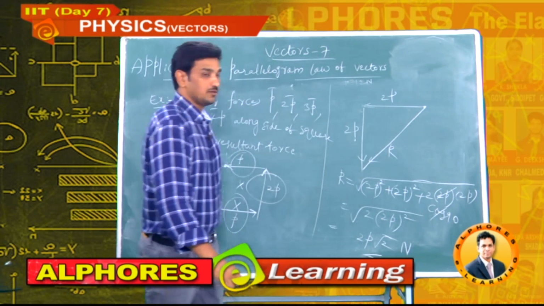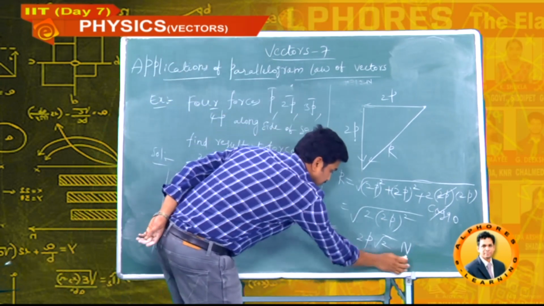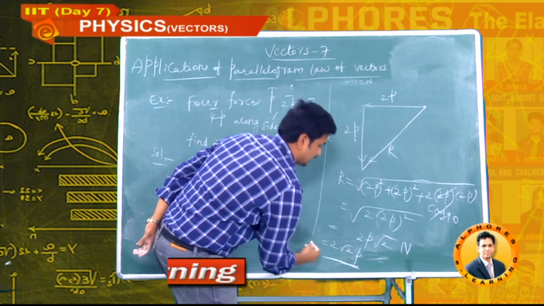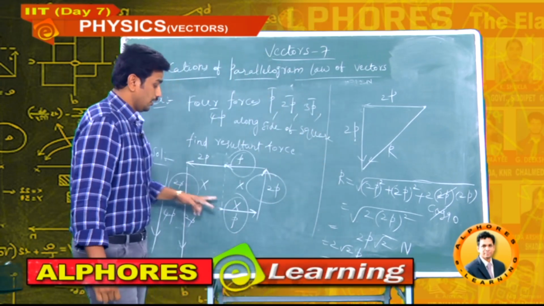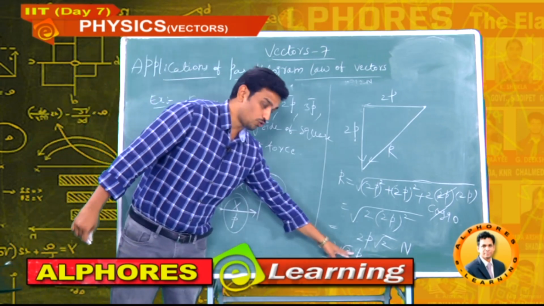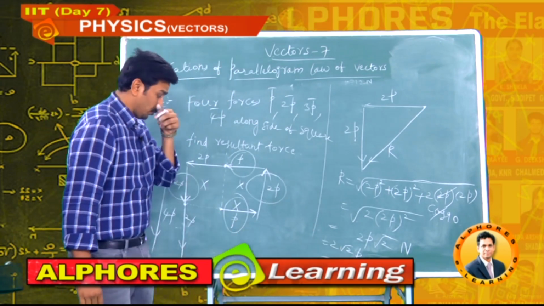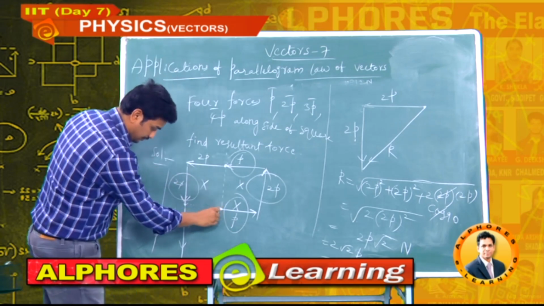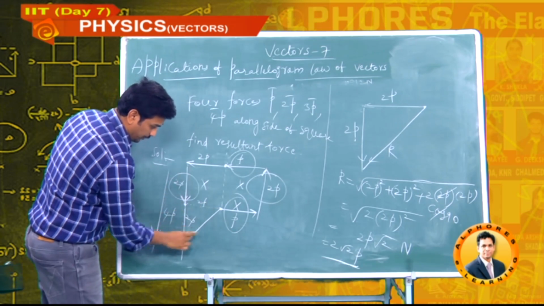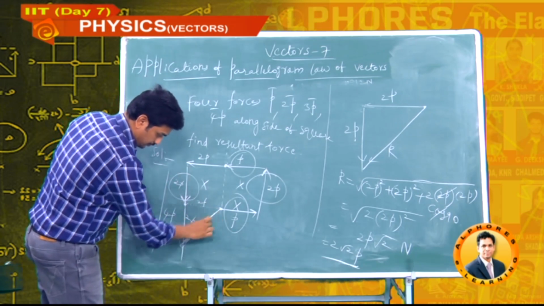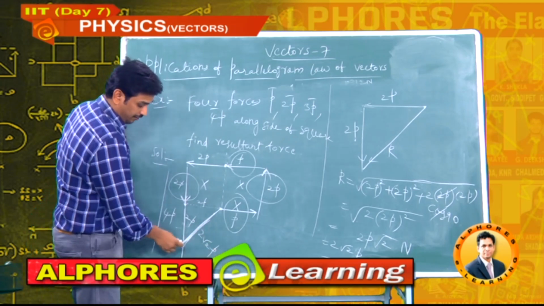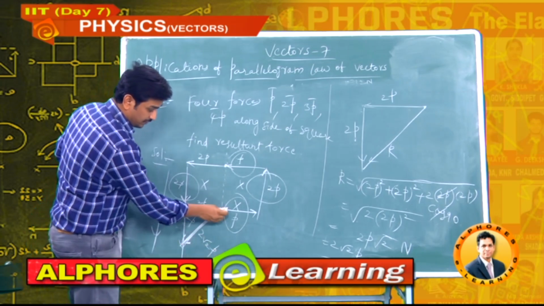Now what is the answer? 2 root 2 P. Answer: the resultant of the 4 forces P, 2P, 3P, 4P is 2 root 2 P. Now one more, see here, this is the resultant. This is the 2P, parallel shifted, 2P, this is the resultant. 2 root 2 P is the answer. Now can we find the direction of this resultant with the x axis?